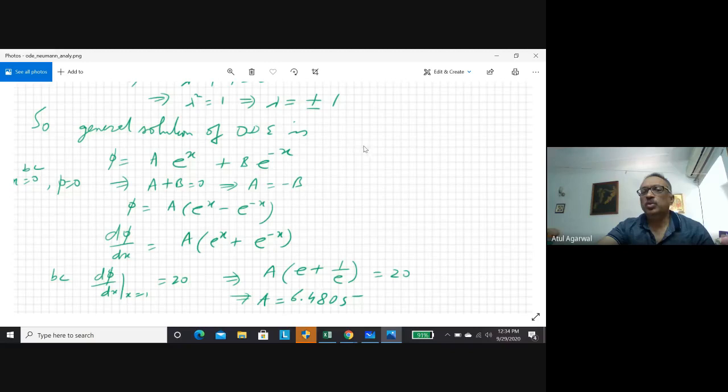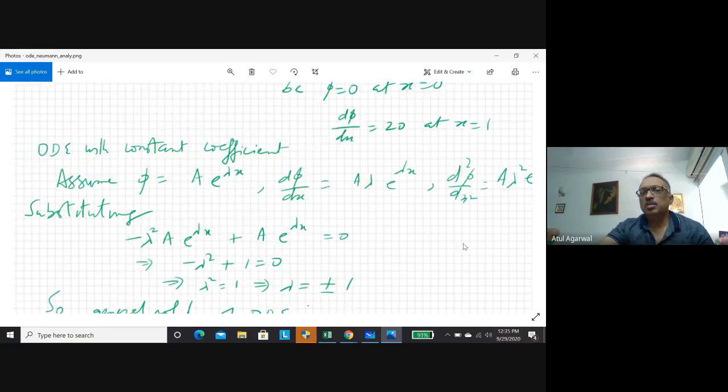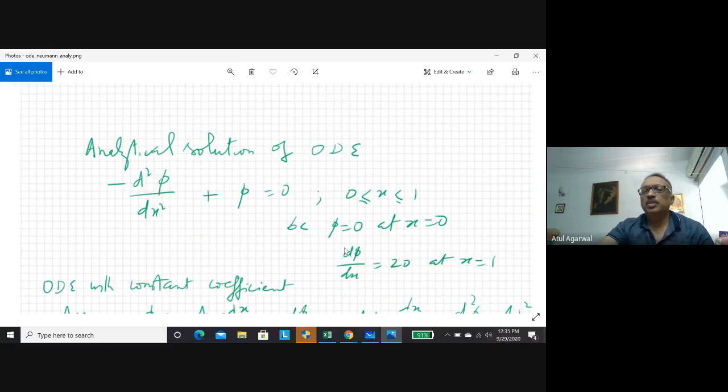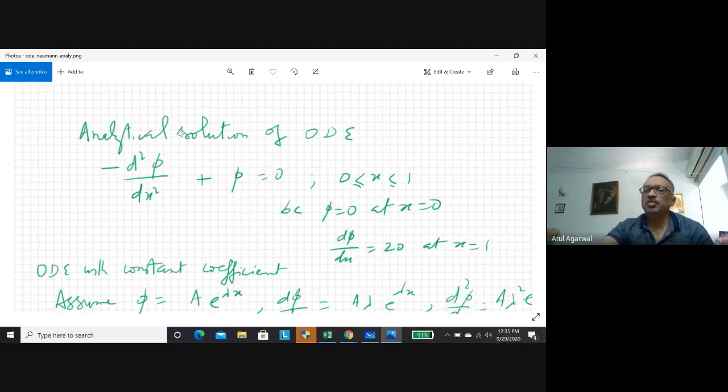So you have found both a and b. So your value of phi becomes this. So this is an analytical solution of this differential equation. You see, this is a second order differential equation. If you have a second order differential equation, you need two boundary conditions to find its solution.